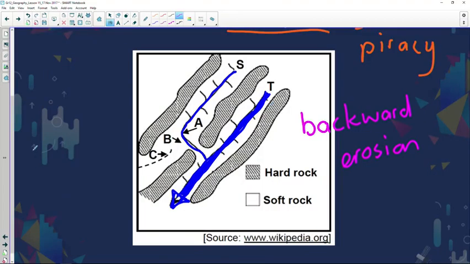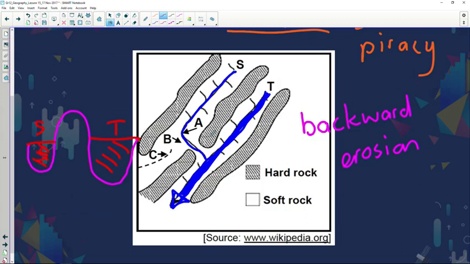Now if I can quickly draw a side profile, transverse profile from S to T, it's going to look like the following. Over here, we have river S. Do you see it's much more narrower? And then we got river T. It's at a steeper gradient and the volume of water is greater than S.